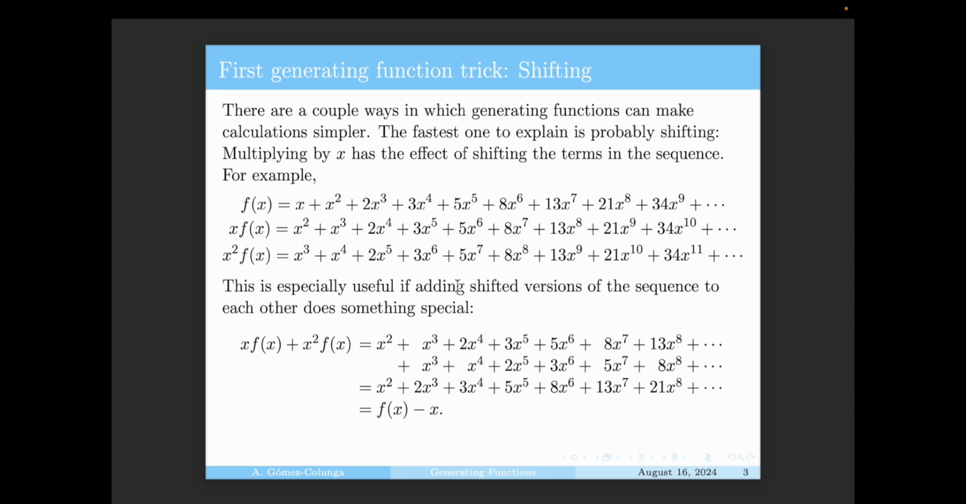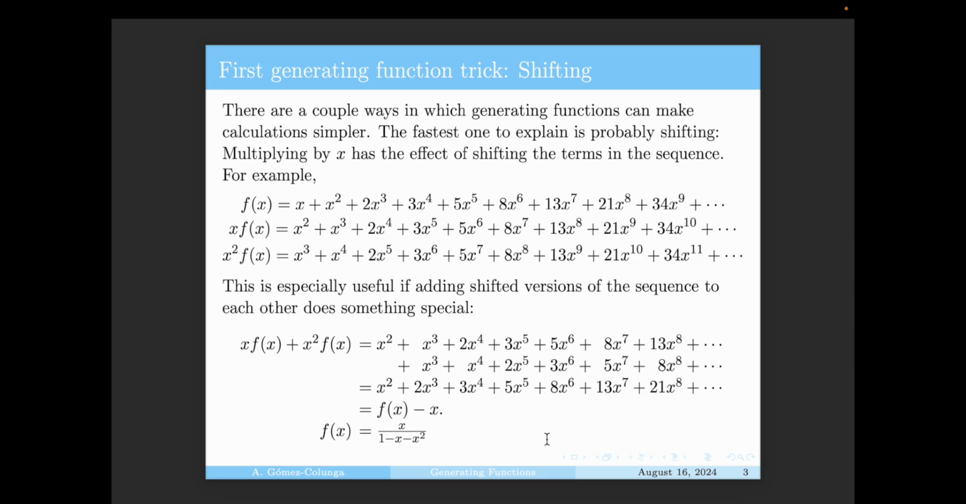And the neat thing about this is, now that we have this expression, we can actually solve this equation, x f of x plus x squared f of x equals f of x minus x. We can just solve that for f of x. It's actually just a linear equation in f of x, even though it looks a bit daunting. So without too much trouble, you can find that f of x is x divided by 1 minus x squared. And I think that's neat.